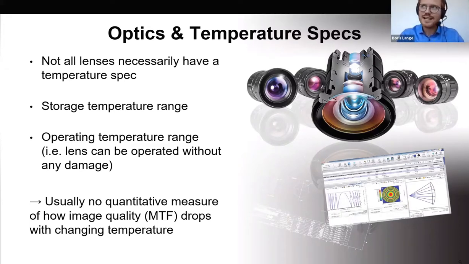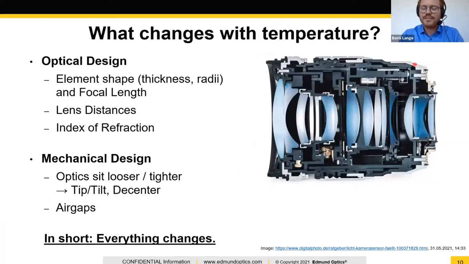And at least I haven't really seen a good quantitative measure of how image quality, be it a defocus, a focus shift in millimeters, or an entire MTF curve, I've never seen such a thing in a data sheet. Also Edmund doesn't provide anything like that. There's simply no simple answer of how your optics change, how your imaging performance changes with temperature. And so I want to shed some light into why that is, and create a little bit of an understanding of what's going on in the lens and what you have to think about and consider when you're designing such a system.